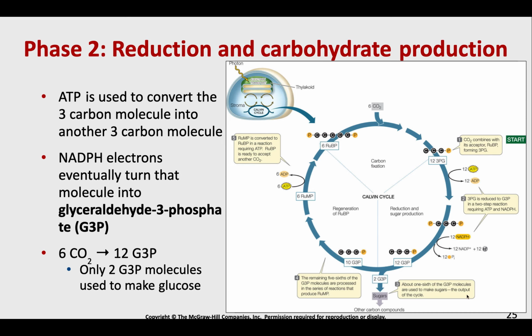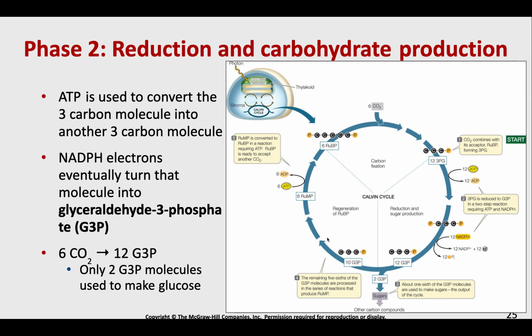Now this G3P will eventually go on to make glucose, right? But if you notice in our cycle here, we've incorporated 6 carbon dioxide molecules, and as a result, we now have 12 G3Ps. That's the molecule we want. We got 12 of them, but not all of them are going to go towards glucose. Only about 2 of those 12 are going to go on to create sugars. The rest of those molecules are going to continue on in our cycle.